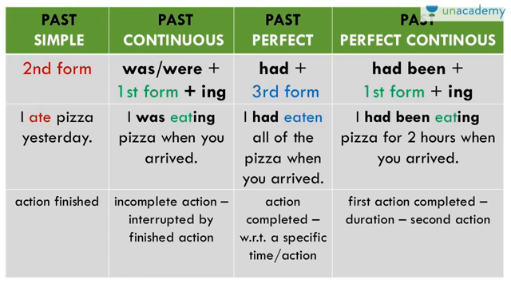Then we have the past perfect tense. In this tense, we'll use the third form of verb. I had eaten all of the pizza when you arrived. Again, we have two actions happening. The first one was completed before the second action happened, sorry. So I had eaten all of the pizza when you arrived. I had already finished the pizza, so my first action had already been completed. That's the past perfect tense.